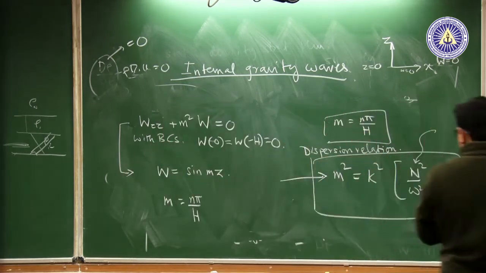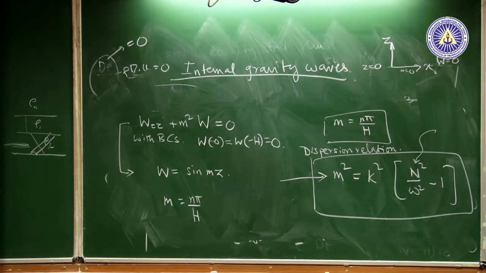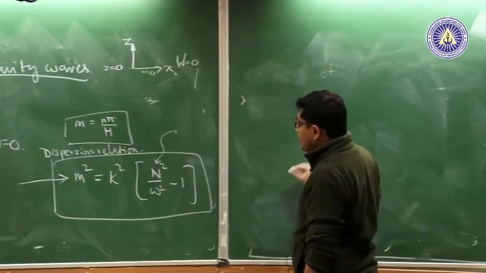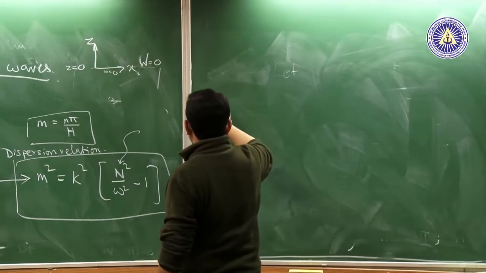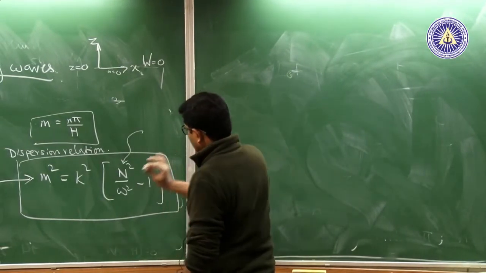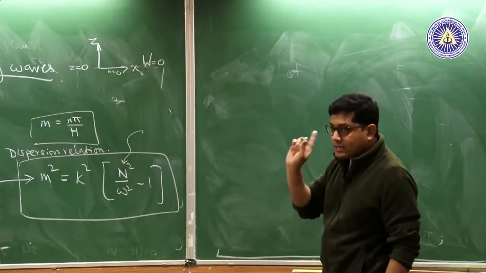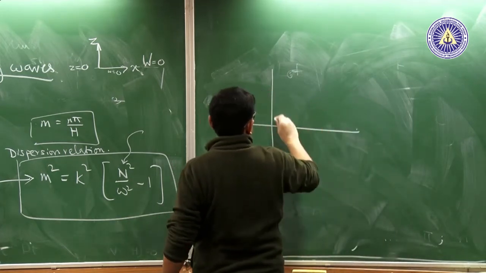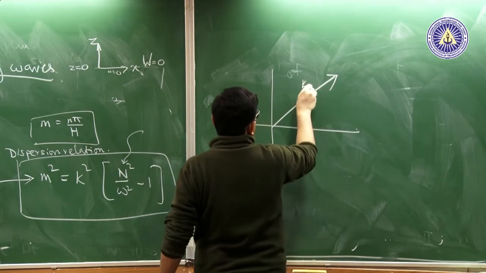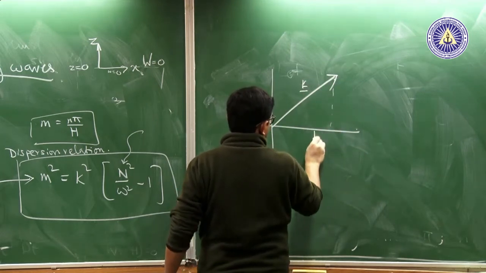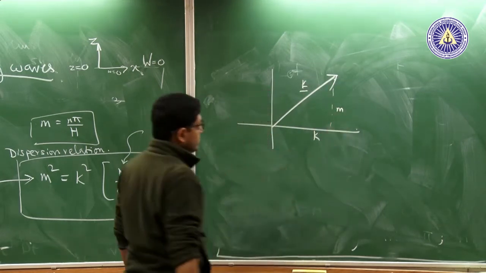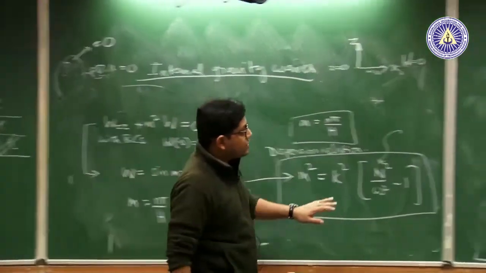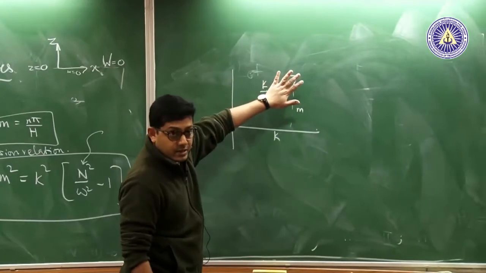Okay, so let me substitute this here. In fact, before I substitute, there is something important I want to tell you. Let my wave vector be k. So this is my k, small k and m. This is my wave vector. Wave vector means the direction in which the phases travel.